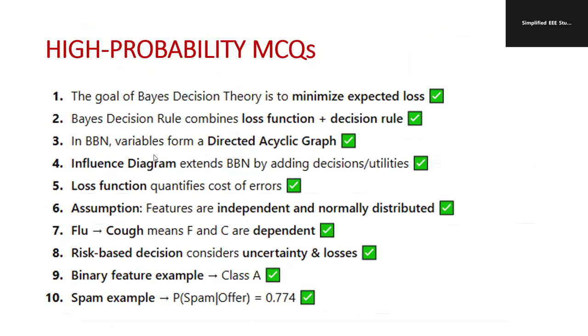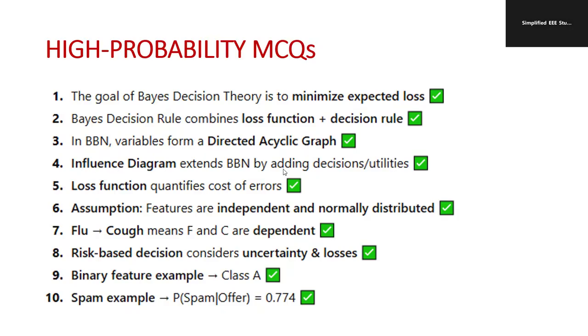That's a specialty. There are high probability multiple choice questions, like: the goal of Bayes decision theory is to minimize the expected loss. Important point, please underline. Bayes decision rule combines loss function and decision rule. That is another important point. In BBN, the variables form a directed acyclic graph. That is the most important point which you can expect in the numerical example and MCQ.